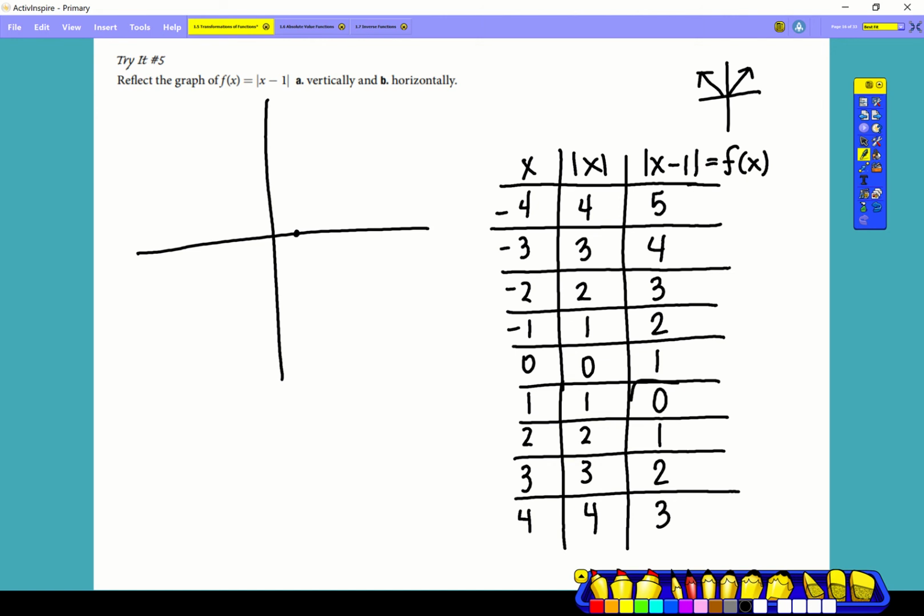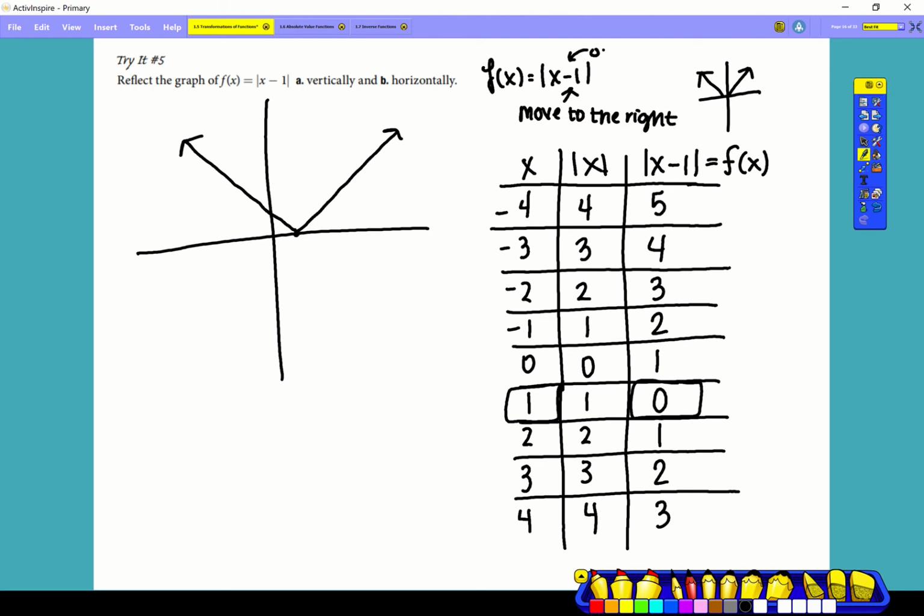Right here. And that's when x equals 1. So it's going to look something like this. You could also, if you wanted to just do this, you could see that it moved to the right. Remember, it is opposite of what that sign is in the middle.